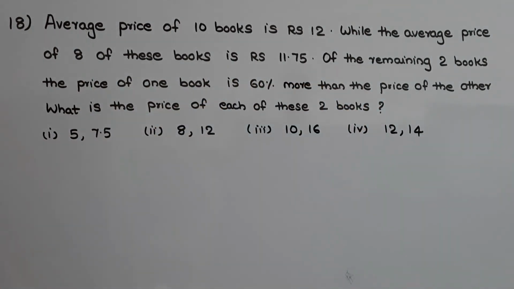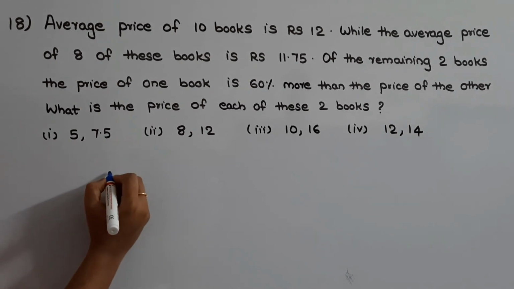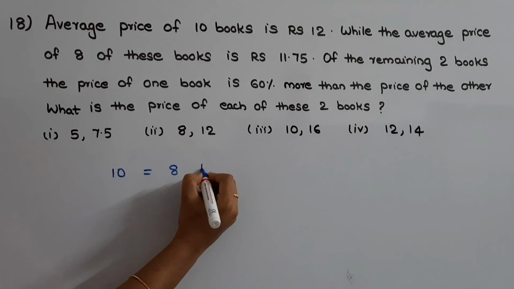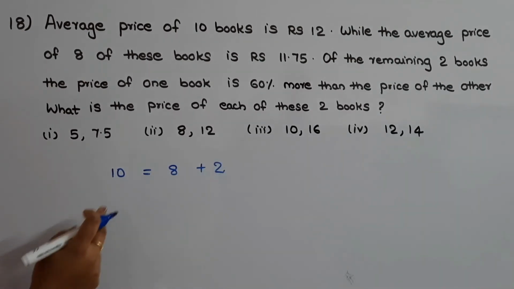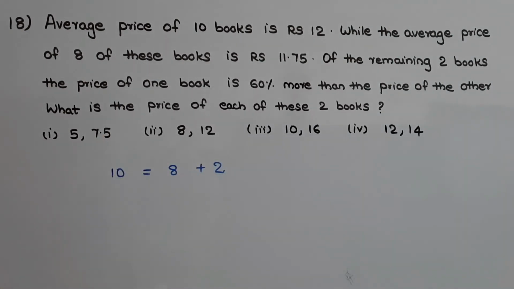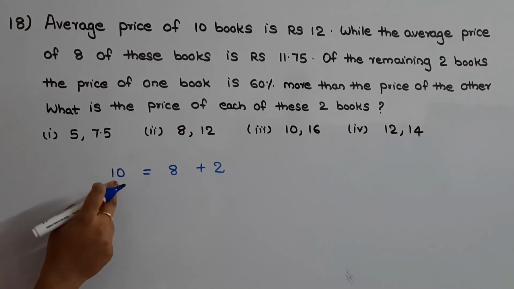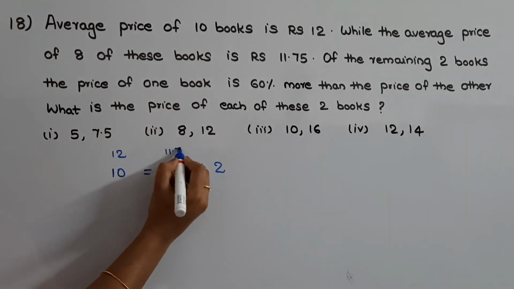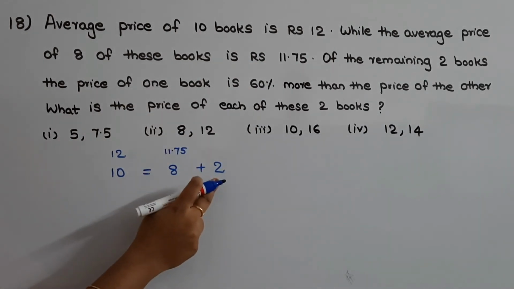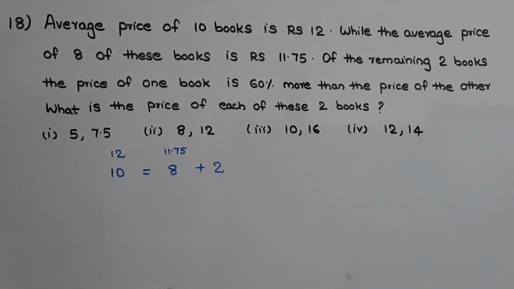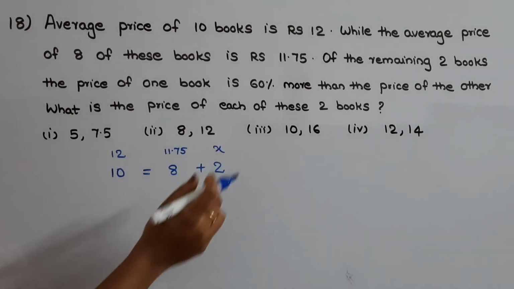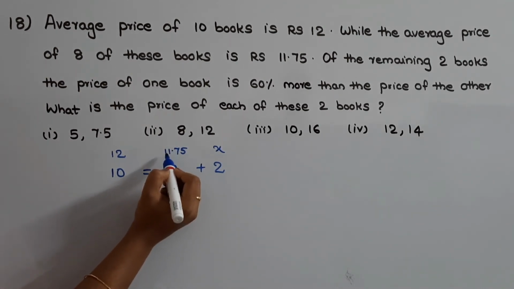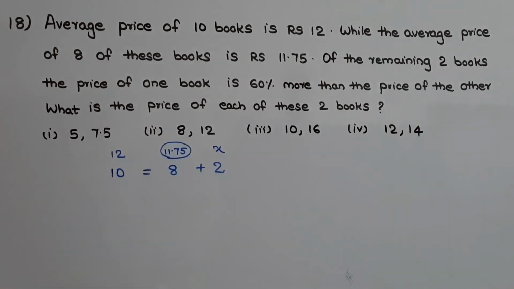First let us write down total number of books is 10 and that is equal to 8 plus 2. Now let us write down the given averages above this number of books. So the average of 10 books is given as 12, the average of 8 books is given as 11.75. First we need to find out the average of the remaining 2 books. So here let us write x. This x is the increase in the average. Now take the reference average. So let us take 11.75 as the reference average.